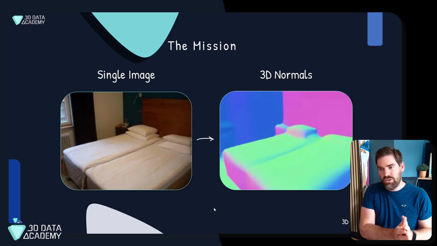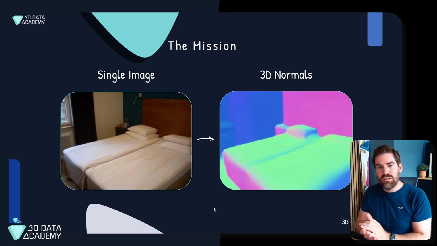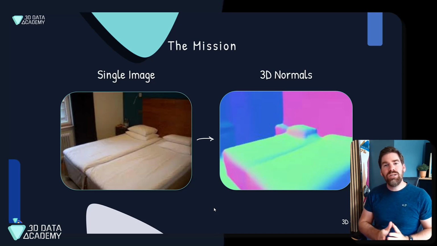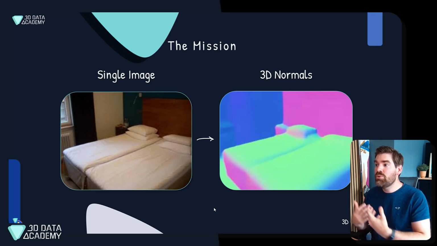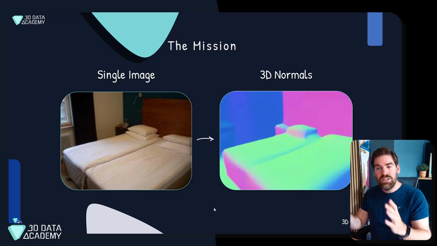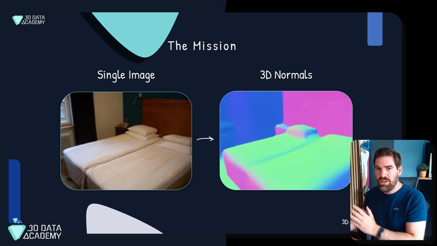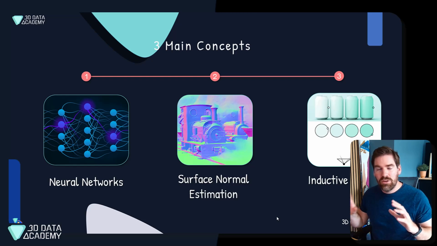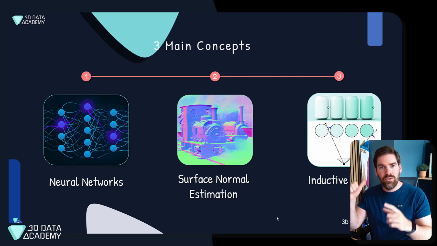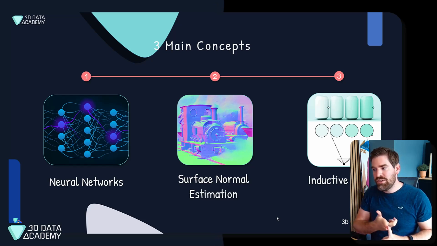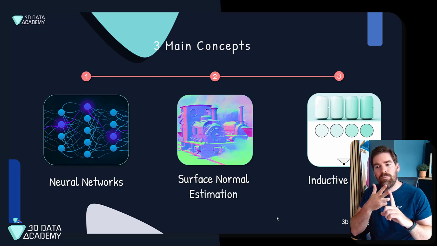So the mission is very simple. We take a single image, like this 2-bed hotel room, and we push that into a specific kind of network to get our 3D normals. So this is the mission: single image, 3D normals. And the 3 main concepts that we touch on are these 3: neural networks, surface normal estimation, and inductive biases.